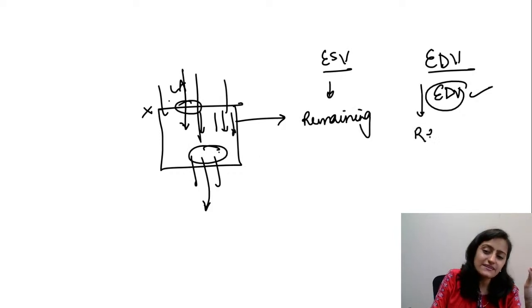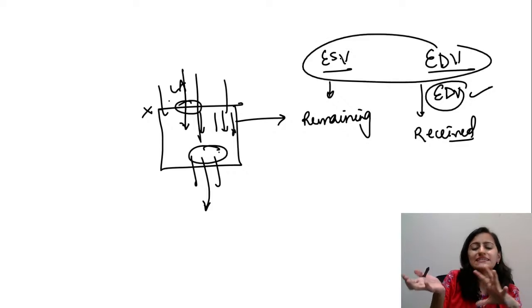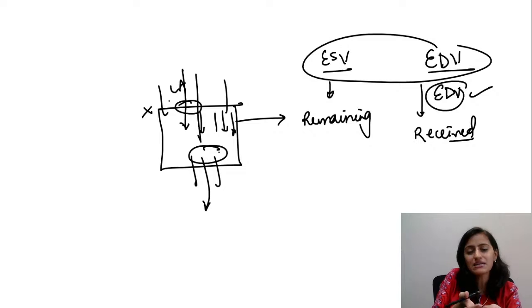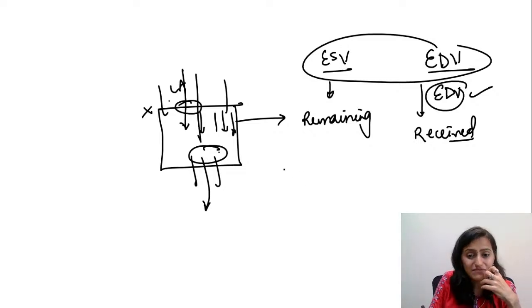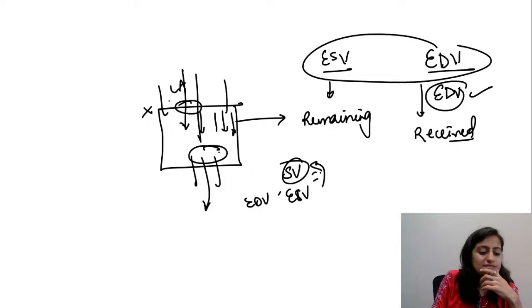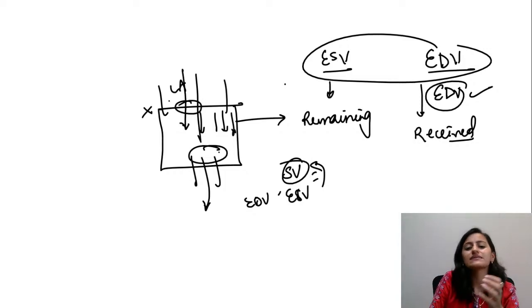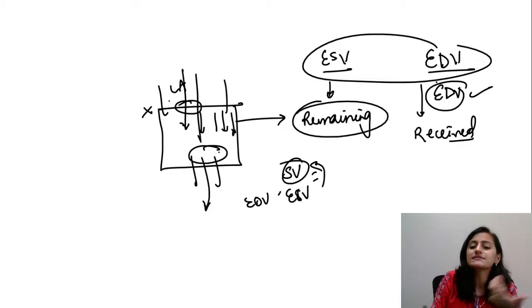So basically, end diastolic volume is what is received by the left ventricle. End systolic volume is what is remaining in the left ventricle after the blood is ejected out. When you subtract the two, EDV minus ESV, what was received minus what is remaining, is what the left ventricle has given, and that is called the stroke volume. Is this clear with everyone? End systolic means when the ejection is ending, what is remaining. End diastolic is what is received.